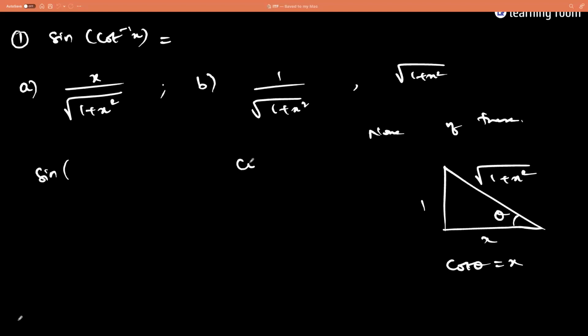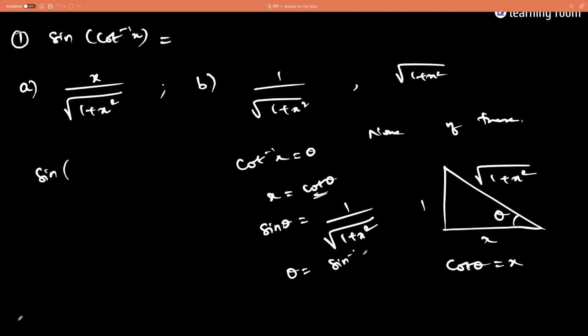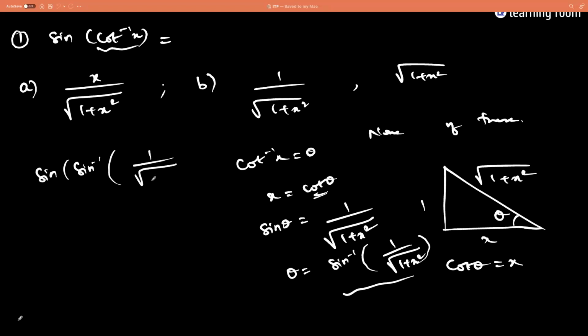So cot theta is equal to x. Am I right? Because they told cot inverse x is equal to, if I assume cot inverse x is equal to theta, taking cot on both sides, x is equal to cot theta. So what is going to be the value of sine theta from this triangle? It will be 1 by root of 1 plus x square. Then what will be the value of theta? It will be sine inverse of 1 by root of 1 plus x square. So cot inverse x is the same as sine inverse of 1 by root of 1 plus x square.